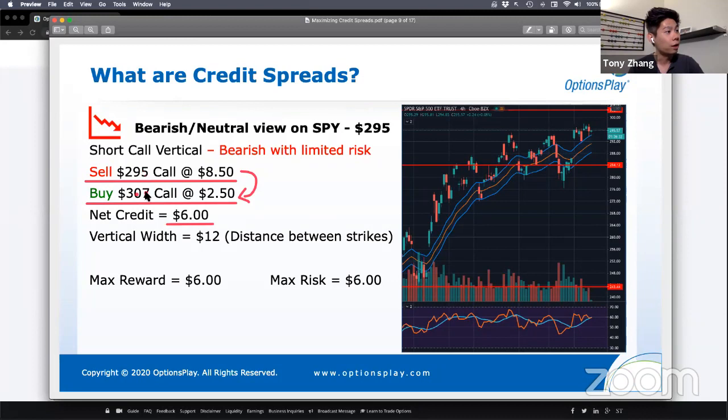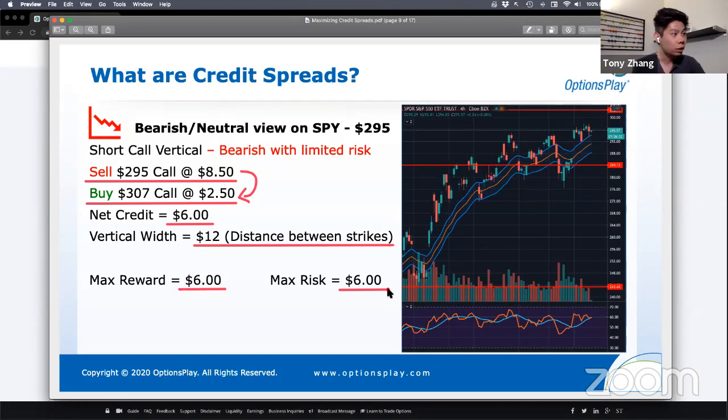Now, the 295/307 call spread has a width of $12. Again, the distance between the two strikes is the total amount of capital that you're playing with. So what you're trying to do is maximize the percentage that you're collecting of that width. In this particular case, I'm collecting $6. So my max reward is $6. And the rest of it, the other $6, is my max risk. I will tell you, it is very, very rare that you're able to collect a credit for half of the width.